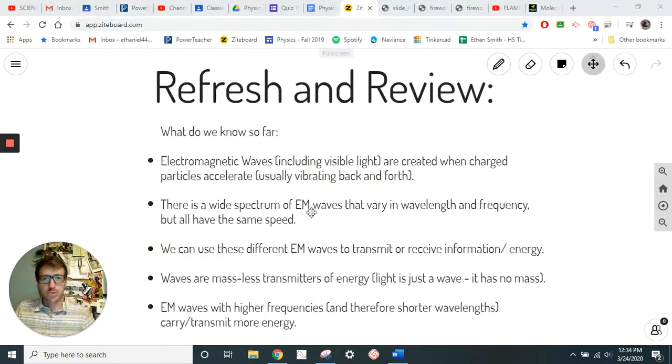So to recap a little bit and review where we've been, we've talked about electromagnetic waves, these including visible light. They're created when we have a charged particle that accelerates. There's a wide spectrum of these electromagnetic waves. They have different wavelengths and frequencies, but all at the same speed. And then we can use these waves to transmit or receive information and or energy, right? Waves are a transfer of energy. It's just pure energy. That's what a wave is. They don't have any mass, it's just energy, and those waves that have higher frequencies can carry or transmit more energy. Okay, so that's what we know.